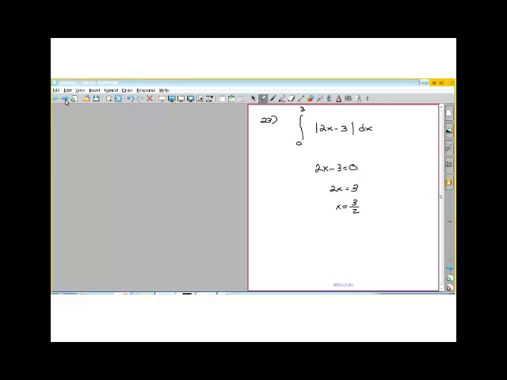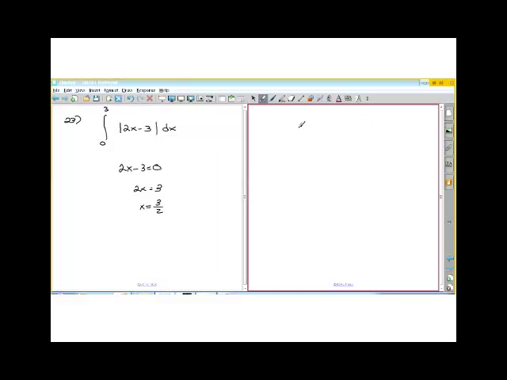So the way you work it is basically, what the absolute value means is that when you're above 3/2, y equals 2x minus 3, and when you're below 3/2, then you use the negative of that quantity. So what we can do is break this up into two integrals. The integral from 0 to 3/2 of negative (2x minus 3) dx, and the second part is the integral from 3/2 to 3 of 2x minus 3 dx.